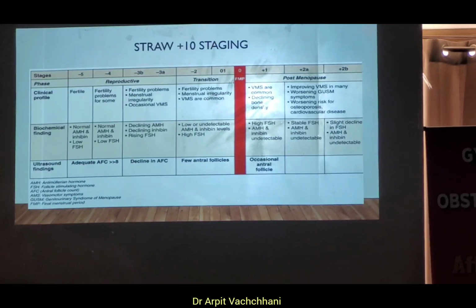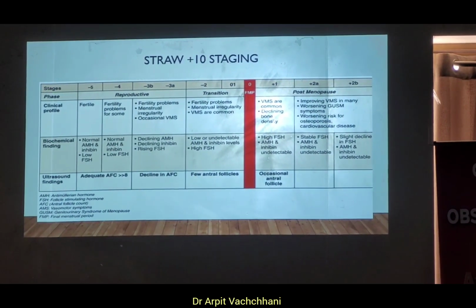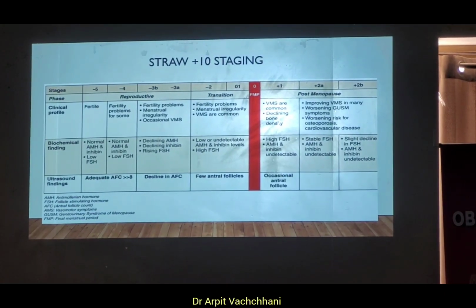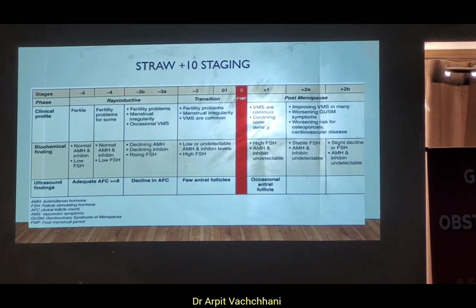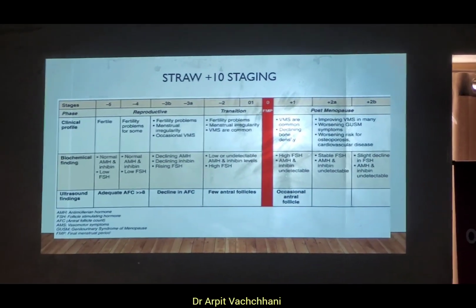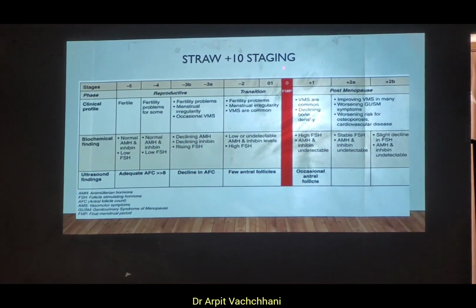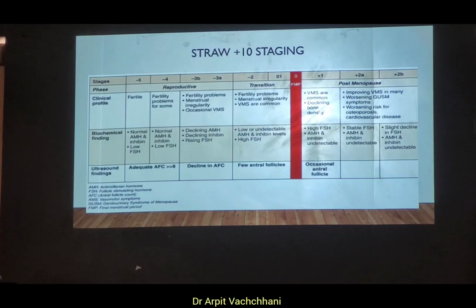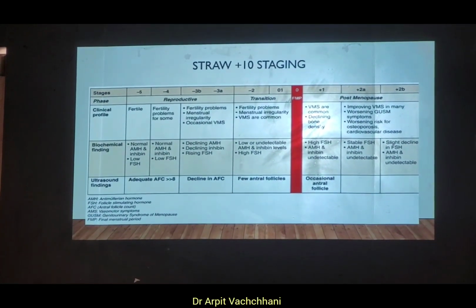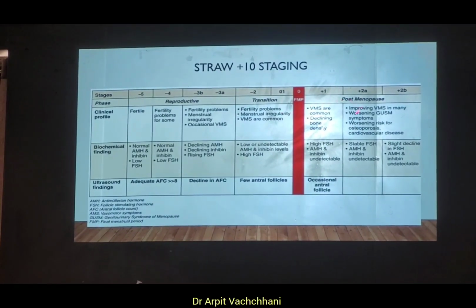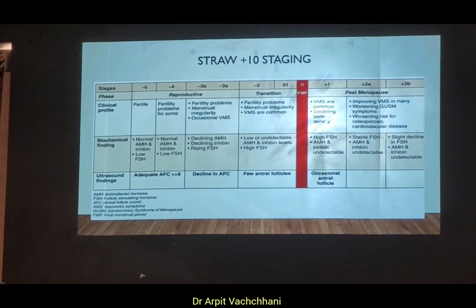So once you have understood these hormones, we come to the STRAW plus staging. This STRAW plus staging is a special staging of the menopause. Our own Dr. Behram Ankaleshwar sir has done a lot for this also. He had also given a separate staging for the menopause. Now if you try to understand this, the final menstrual period is taken as the reference point. After this, the whole lifespan of women is divided into 3 phases: the reproductive phase, the transition phase, and the post-menopause phase. And each of the phases is divided into different stages.